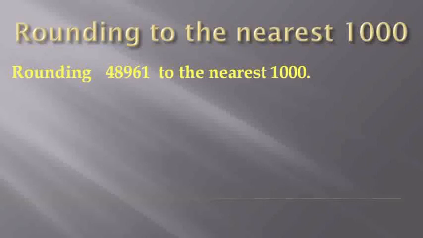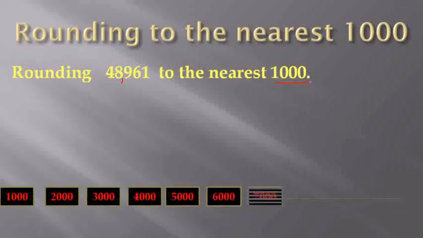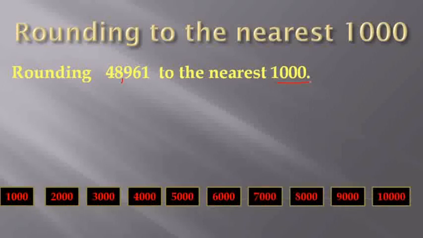Dear students, our next example is rounding 48,961 to the nearest 1000. So to round to the nearest 1000, we will write multiples of 1000. Those are 1000, 2000, 3000, 4000, 5000, 6000, 7000, 8000, 9000 and 10,000. Okay, now just concentrate on the last 4 digits, that is 8961.